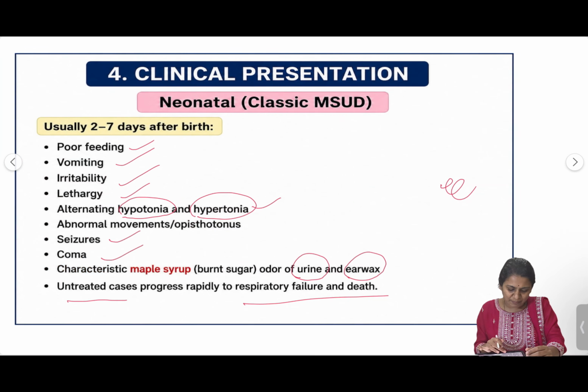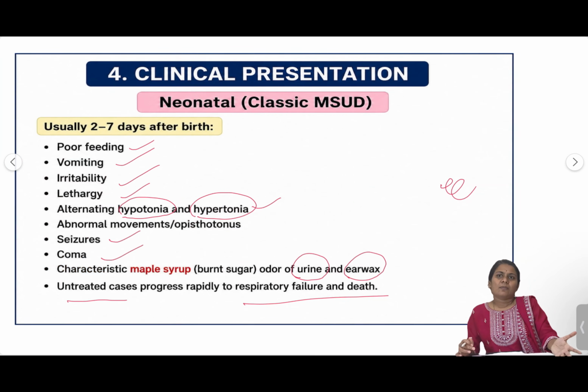So why does this happen? I have told you, the baby will be fine for 2 days after initiation of breastfeeding. On the third, fourth, or fifth day, because of the accumulation of all these metabolites, the baby will present with acute encephalopathy. The baby will be fine in the mother's womb, right? The baby might be of good weight, 3 kg, a normal well baby.